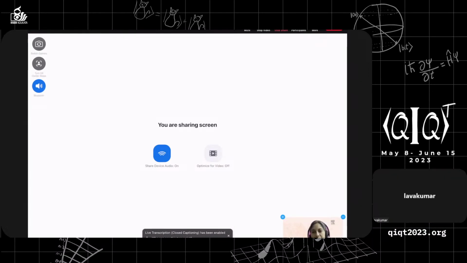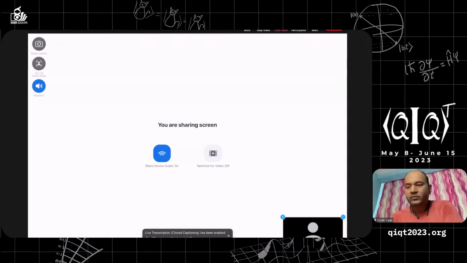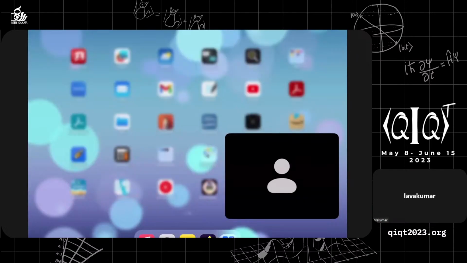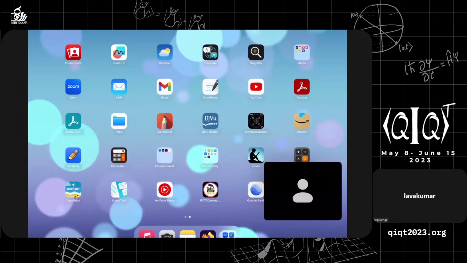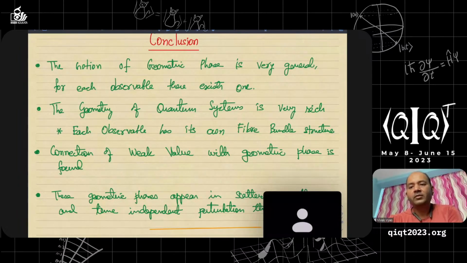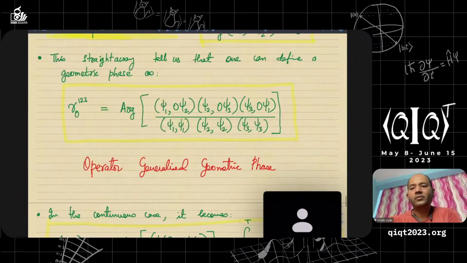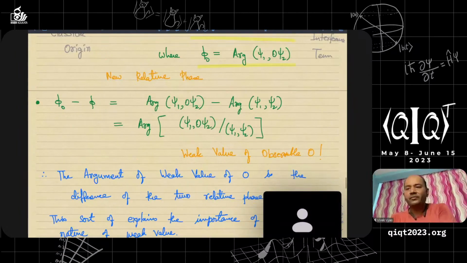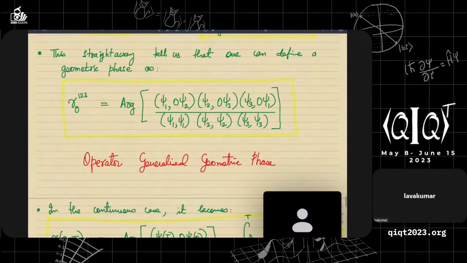I have a small clarification, a doubt. Please go ahead. In getting that generalized geometric phase, you wrote that argument of psi 1, O cap psi 2, minus argument of psi 1, psi 2. How did you write that as a ratio?